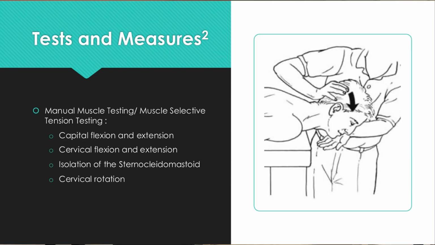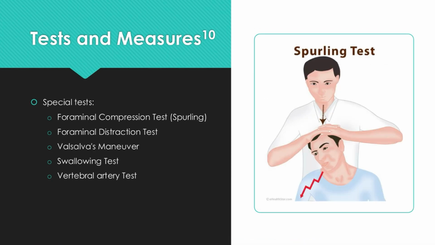Alright, so we have some more testing measures, such as manual muscle tests and muscle selective tension testing. You may want to manual muscle test capital flexion and extension, cervical flexion and extension, and the isolated sternocleidomastoid, just testing for muscle weakness and even compensation elsewhere. You can also have some special testing, which may include the Spurling's test, the foraminal distraction test, the Valsalva test, the swallowing test, and even your vertebral artery test. We'll talk about the Spurling's test first. It's used to assess cervical radiculopathy, which is common when cervical nerve roots are compressed due to a herniated disc.